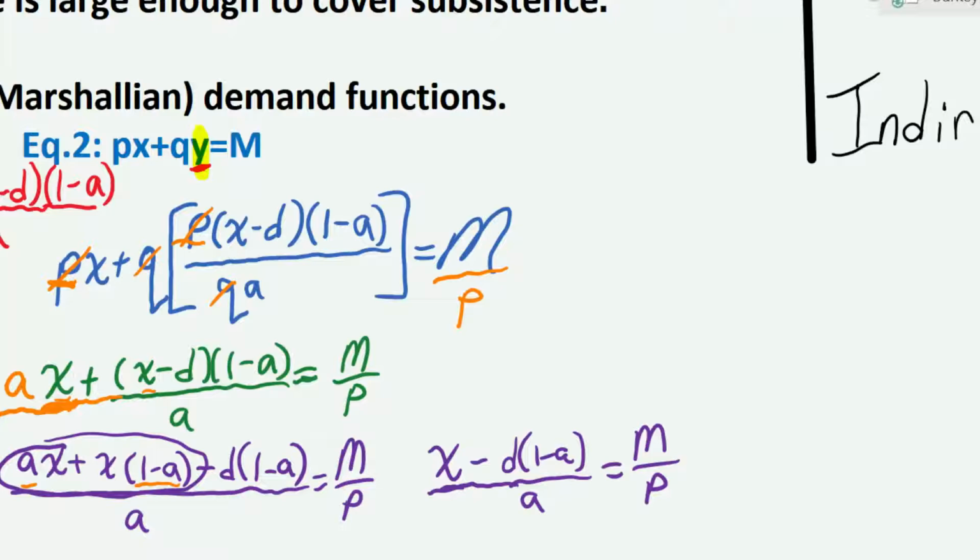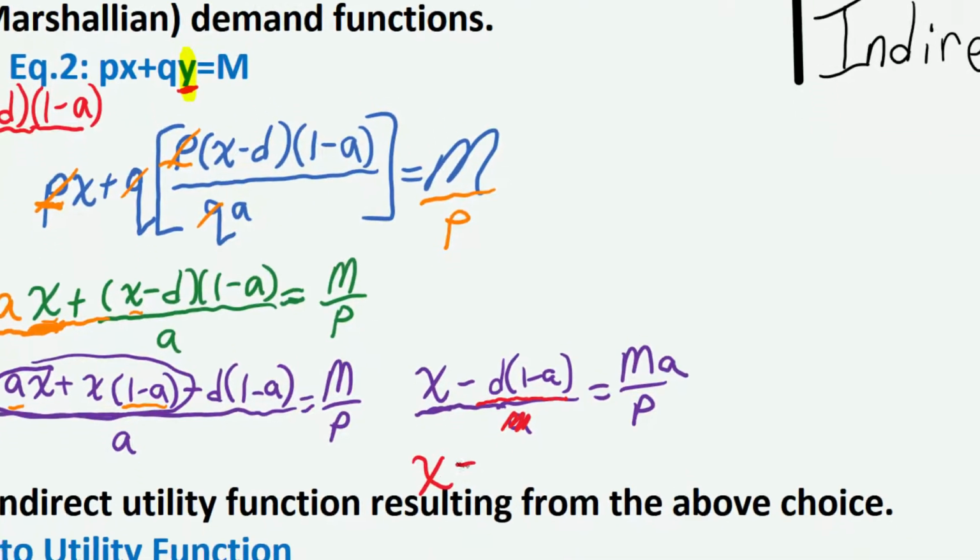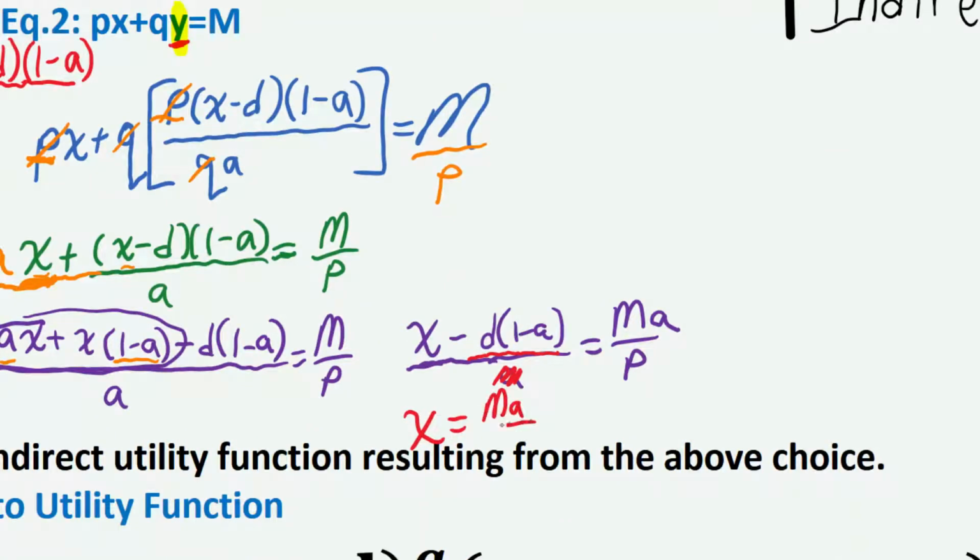And so now what I want to do is just multiply both sides of this by a. So let's do that. And then we're going to get rid of that a in the denominator over here. And then all that's left to solve this for the optimal amount of x is add d times 1 minus a to both sides. So we're going to have here x equals ma over p plus d times 1 minus a.